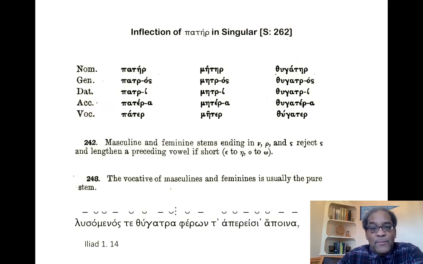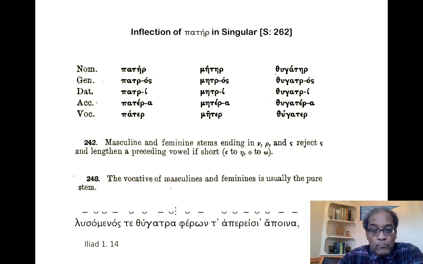Looking at the singular of these words, first off, let's just address this question of the formation of the nominative singular itself. And this is addressed at Smyth 242. Masculine and feminine stems ending in nu, rho, and sigma reject sigma and lengthen the preceding vowel if short. So from epsilon to eta, from omicron to omega.